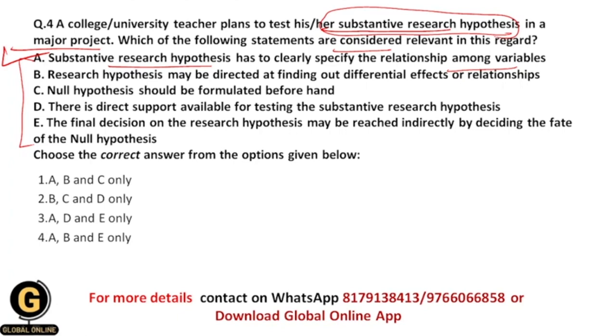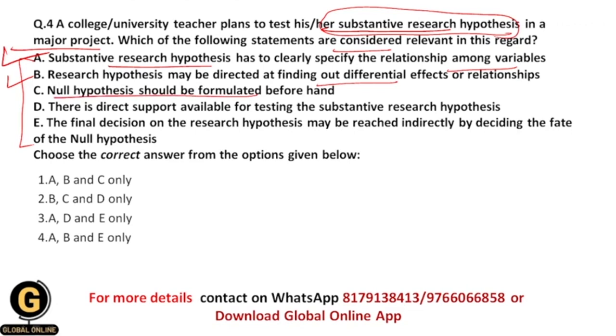Second, research hypothesis may be directed at finding out differential effects or relationships. Again this statement is correct, because the research hypothesis should be directed at finding out differential effects or relationships, since this is basically the outcome of our research process, and this is the goal of our whole research.